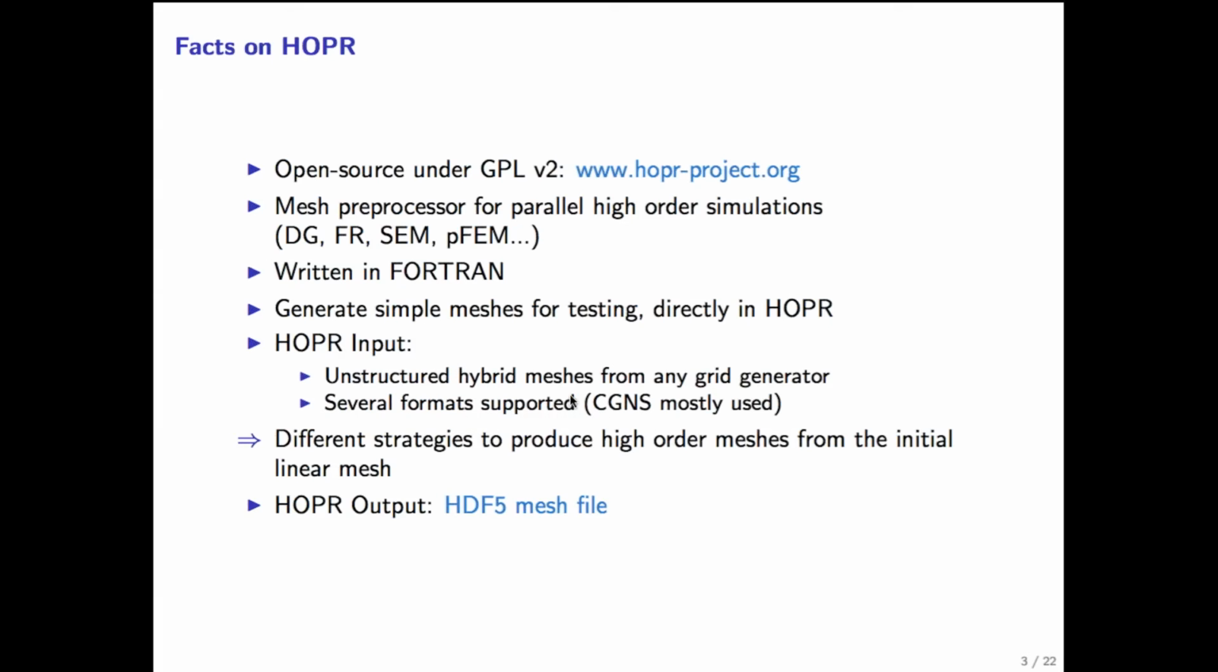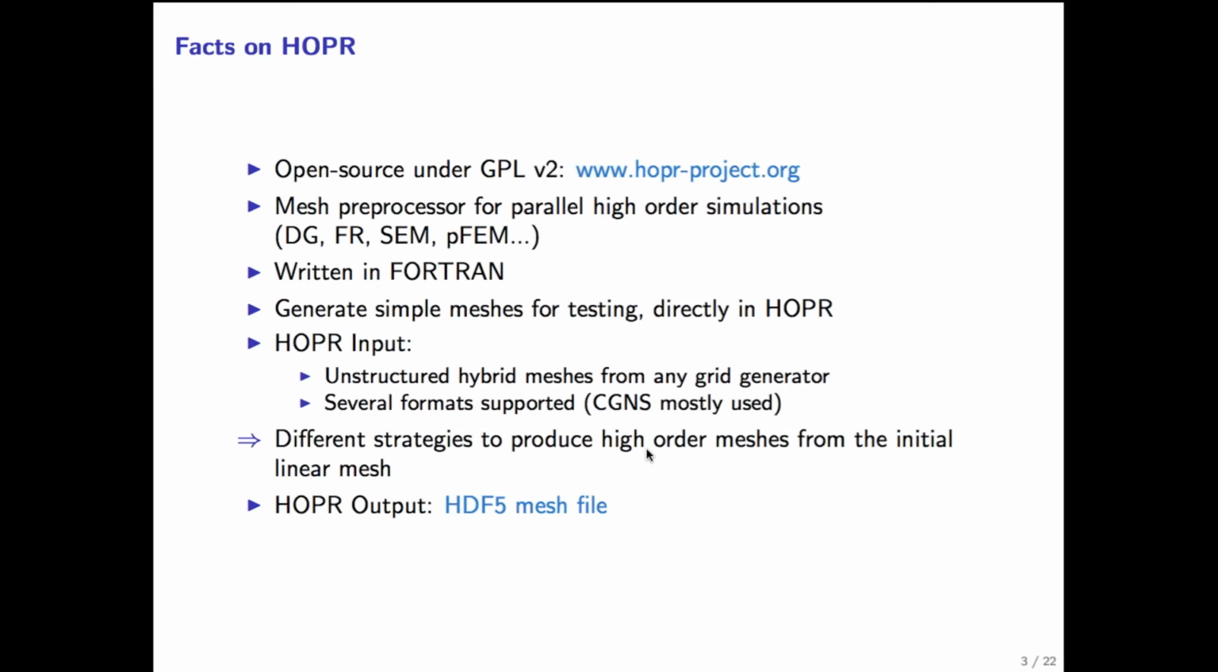So you can use unstructured hybrid meshes from any grid generator. We have several formats supported for reading, mostly used is CGNS, and I will show you here in this short talk some strategies we are applying to the initial linear mesh to produce high-order meshes.